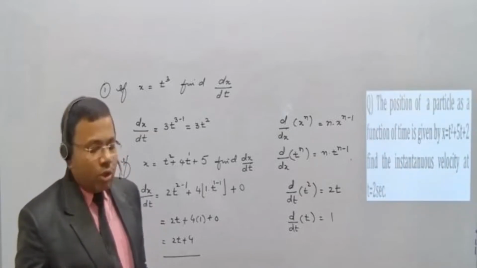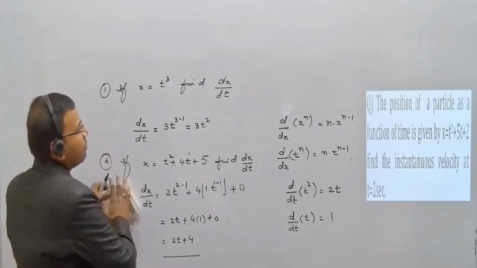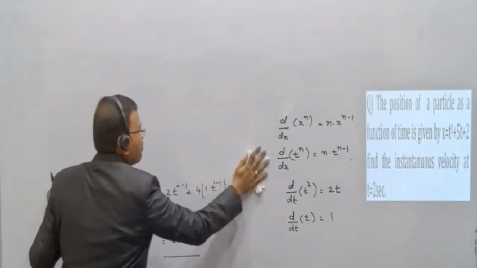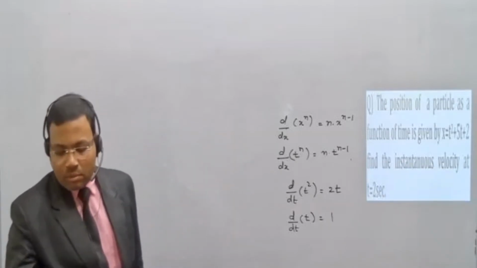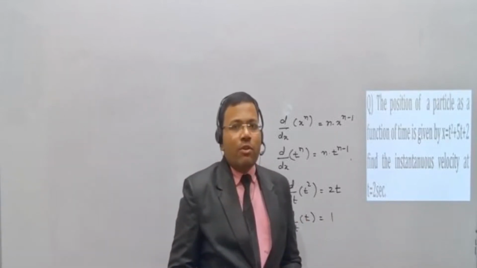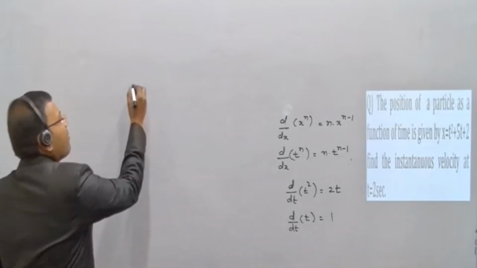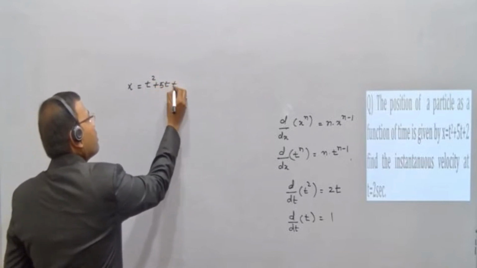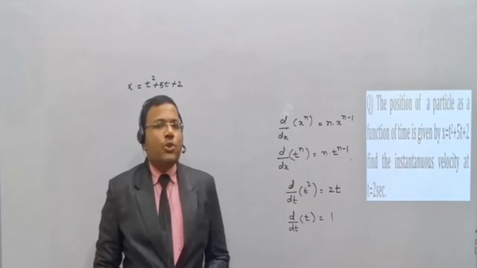First problem, you can see on the board. Read the question. The position of a particle as a function of time is given by x is equal to t square plus 5t plus 2. Find the instantaneous velocity at t equal to 2 seconds.